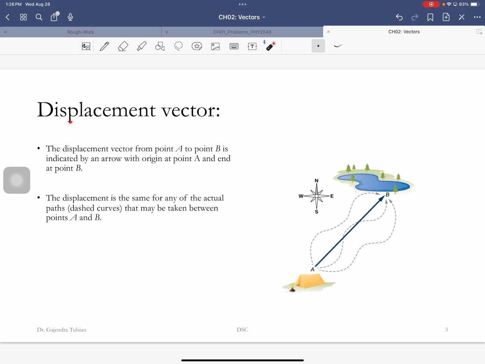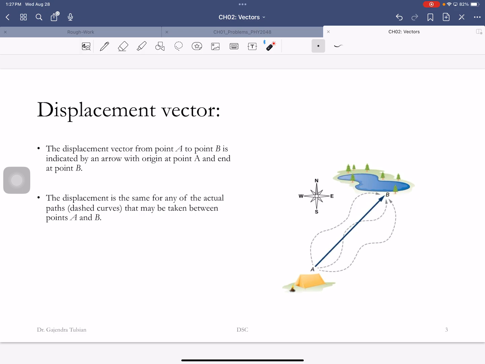Here's the first, so here's a displacement vector. The displacement vector is the following. Let's say here's your initial position and there's your final position. Now it doesn't matter how you got to the final position. Your displacement vector is a vector pointing from the initial position to the final position. So there's your displacement vector.